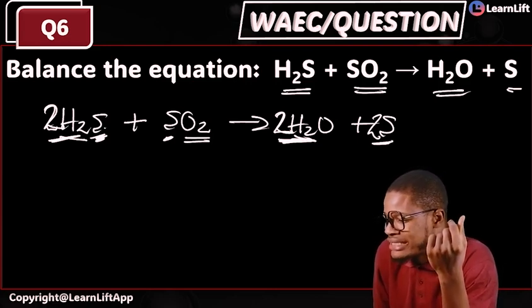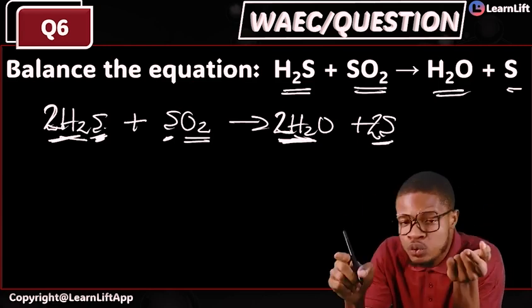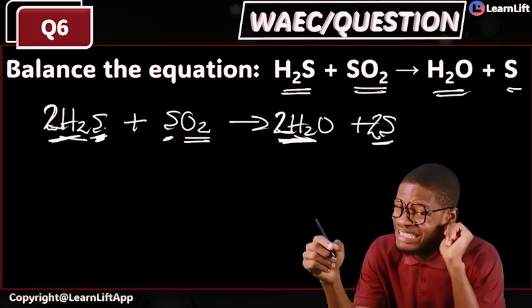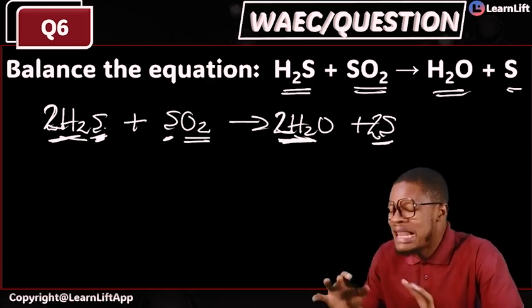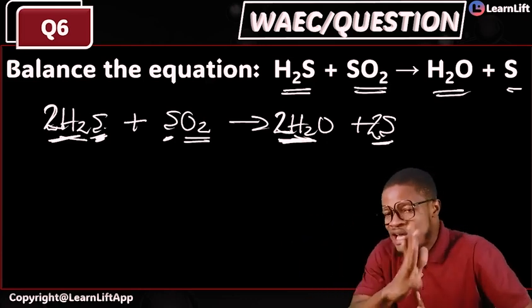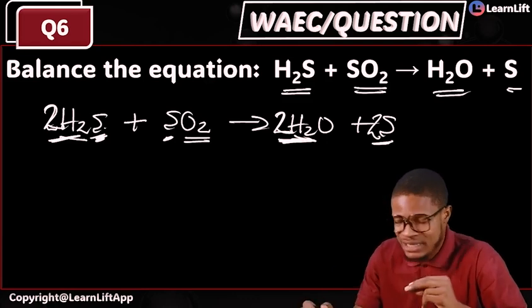But on this other side here, sulfur is how many? 2. Sulfur on the reactant is 3. Sulfur on the product is how many? 2. Okay. Let's leave sulfur aside. Let's check hydrogen and oxygen. If they are balanced, we can easily balance sulfur.